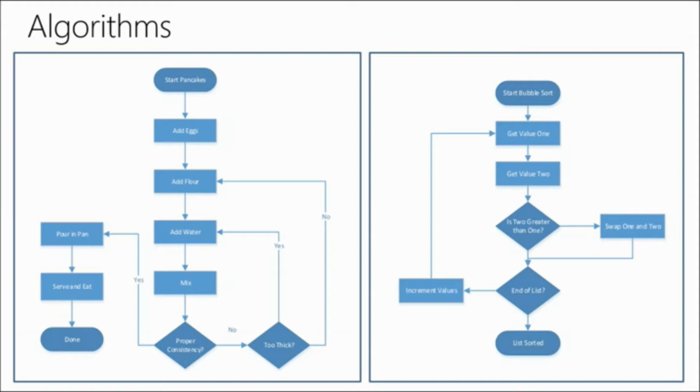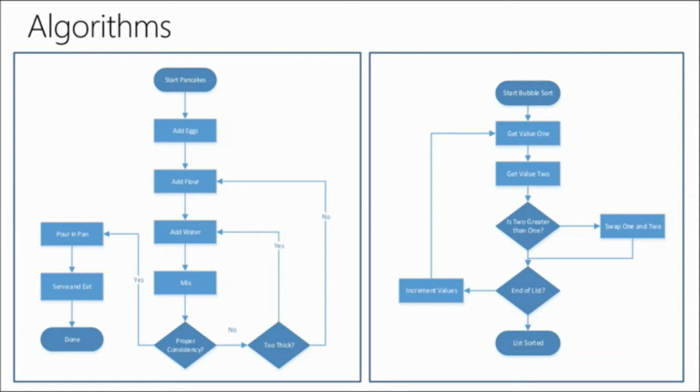You've already seen arrays, so you know that we have an array of values stored in that collection. What happens if they're out of order and we want to sort them? What a bubble sort does is compare two values and determine if one is less than the other, and if so, swap them. So I want to put the lower value first and the higher value second. It gets the first value, then gets value 2, and then checks: is 2 greater than 1?